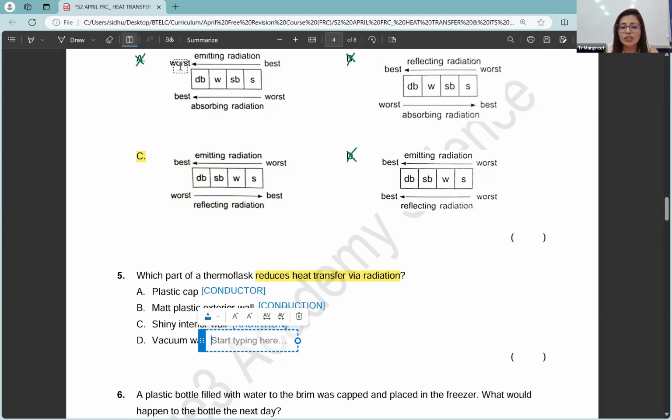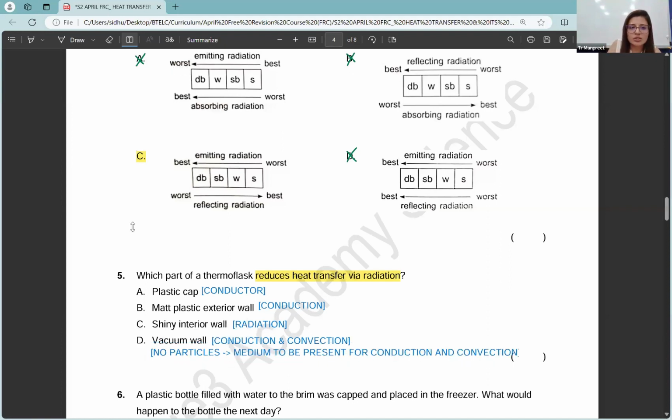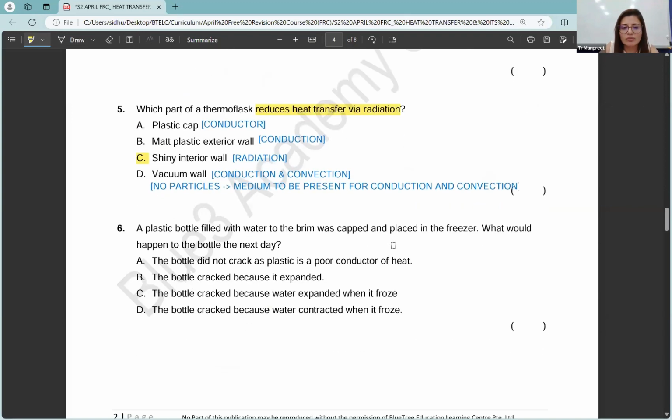Okay, why? Because vacuum means there are no particles present, right? So when there are no particles present, then conduction and convection do not take place very easily, right? You need a medium to be present for conduction and convection. Okay, so great. We've got our answer here, which is C. Okay, moving on.